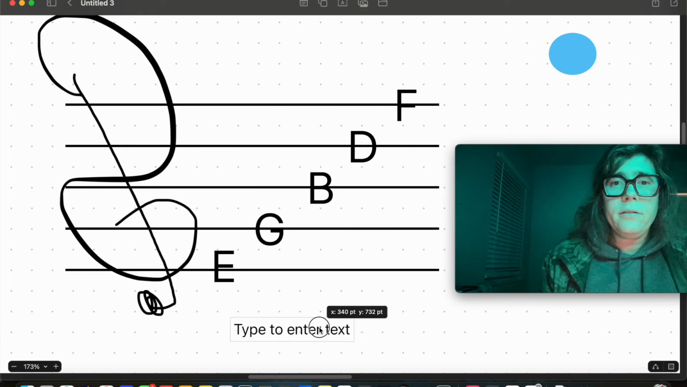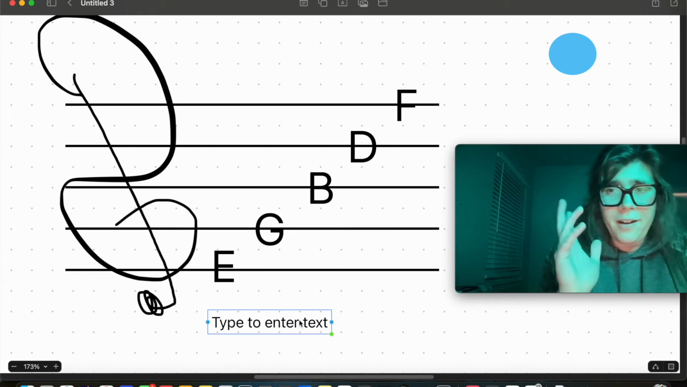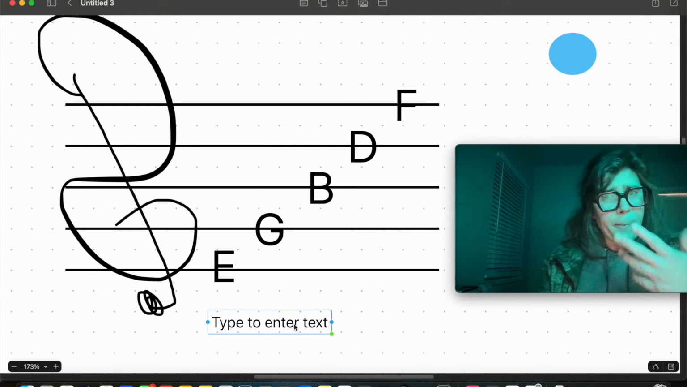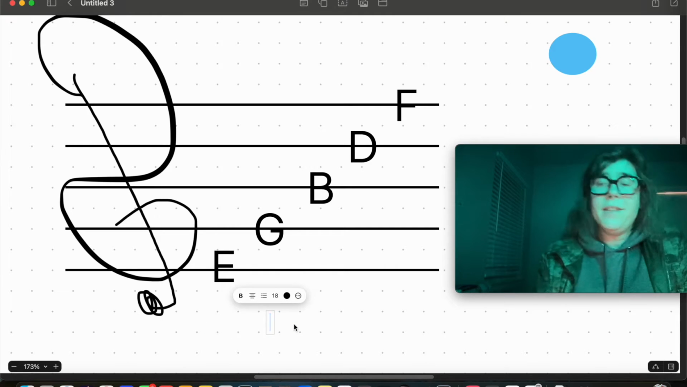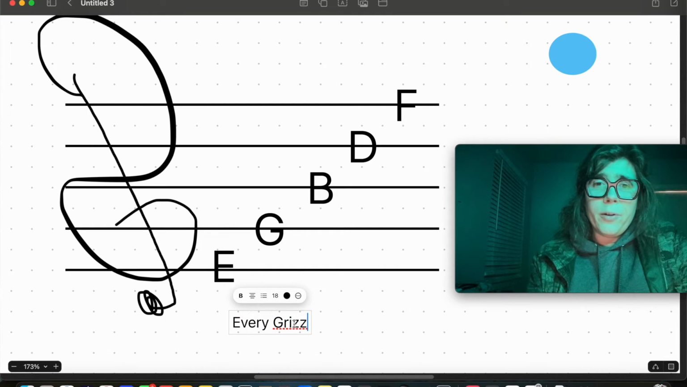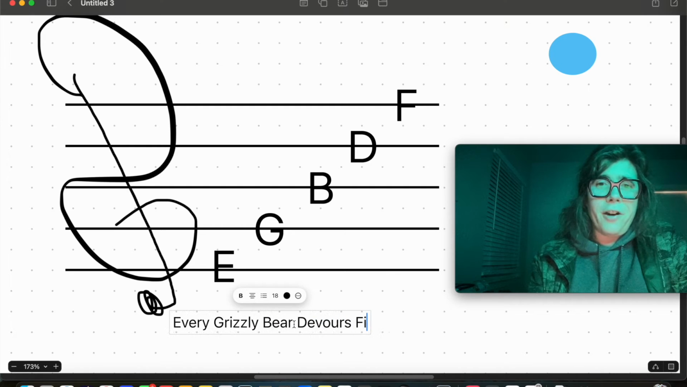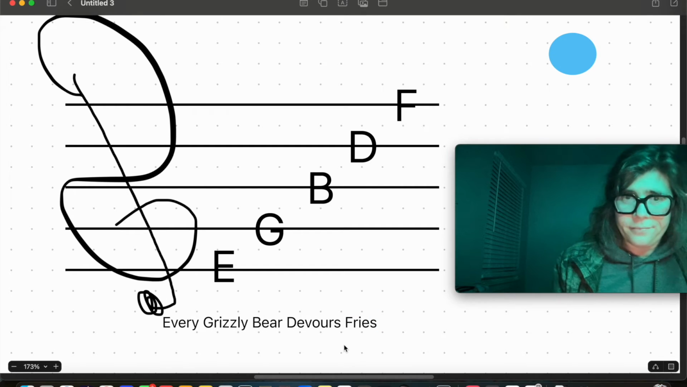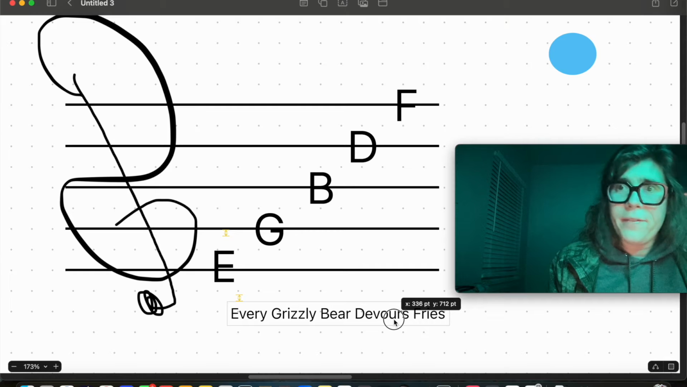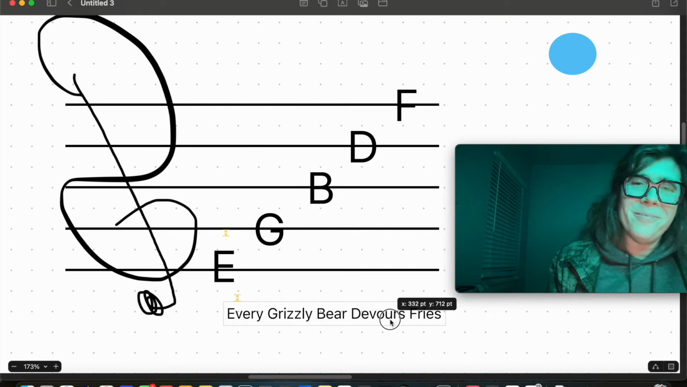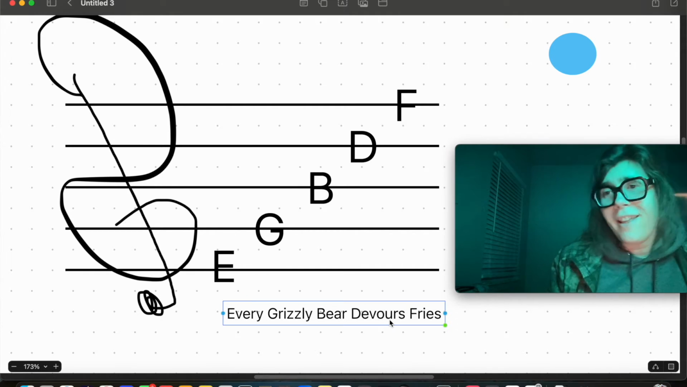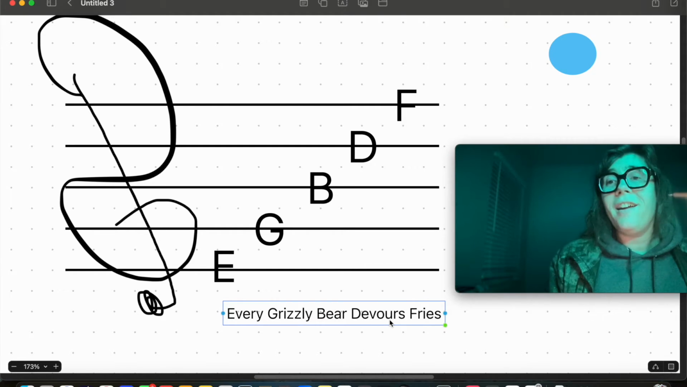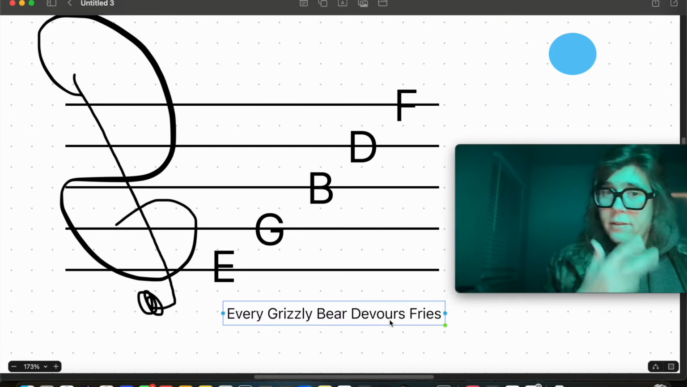lines here, maybe you've heard this before, I do it in a way that's slightly different. The lines themselves can stand for every grizzly bear devours fries. That's how I like to do it. Maybe you've heard another saying. I have too. I like this one better. I think it's more interesting. Anyway, that's a way to memorize the lines.